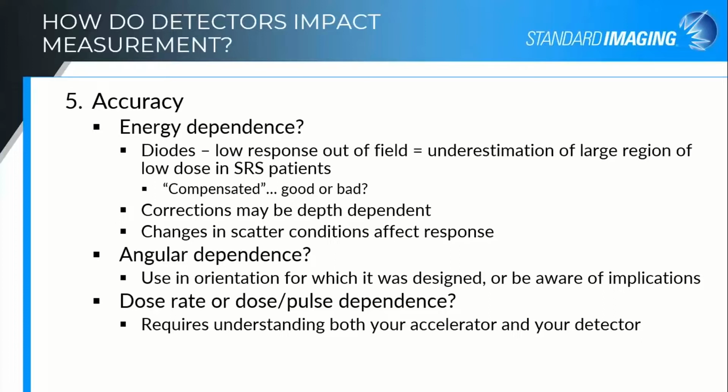And does your detector have dose rate or dose per pulse dependencies? This requires understanding the way your accelerator functions. If you increase the dose rate, does it just increase the number of pulses, or is it actually increasing the magnitude of the pulse, so the dose per pulse? Most of the accelerators simply add pulses, but there is some dose per pulse dependencies that can come in. And as we start branching out into these ultra high dose rates, then dose per pulse actually becomes a huge factor, as I'm sure anyone in the flash world has encountered.